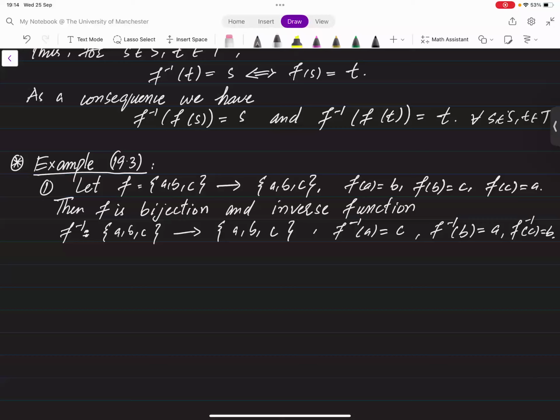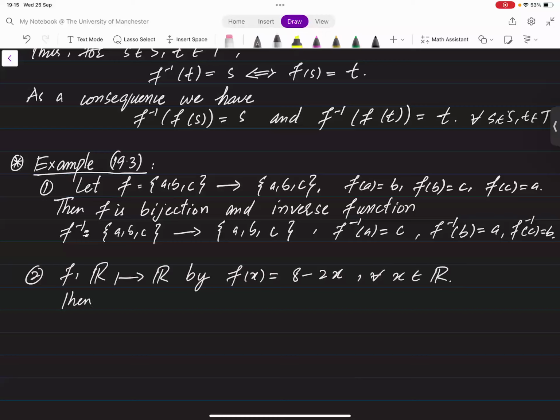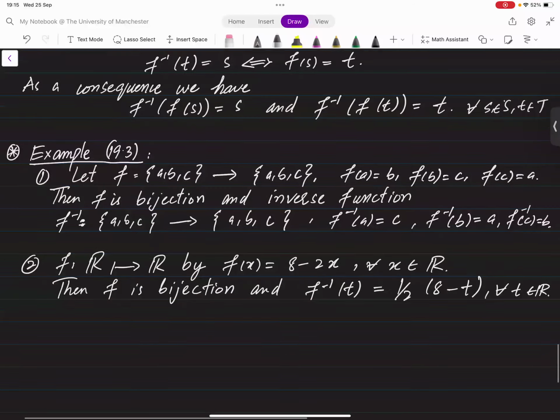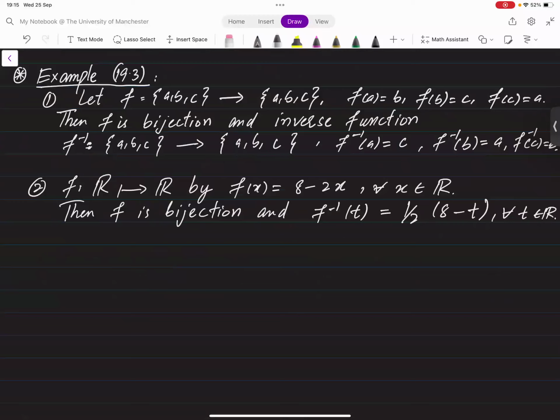Okay. Number 2, we define a function from R to R by f of x is 8 minus 2x for all x in R. Then f is bijective, or a bijection, and f inverse of t is nothing but 1/2 (8 minus t) for all t in R. How do we know this?